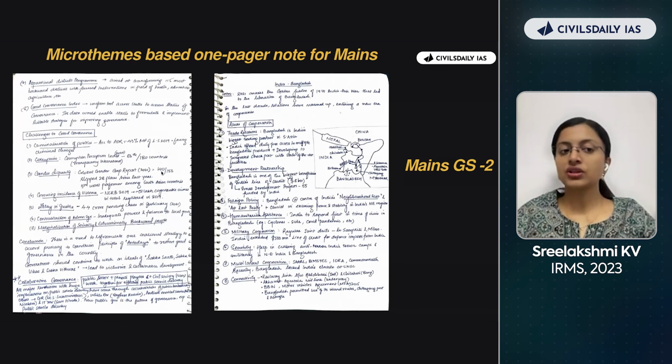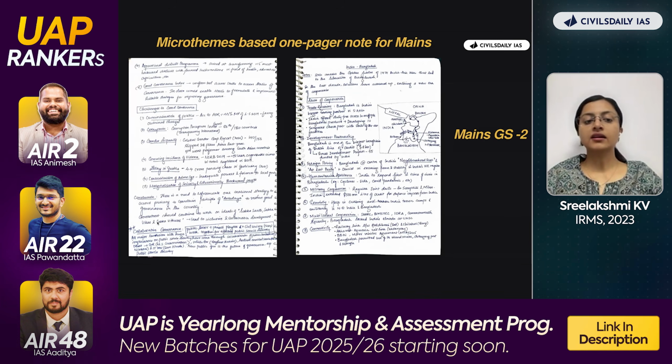Again, challenges to good governance. Here again I have included the perception index data. The delay in justice. Then again, a conclusion.